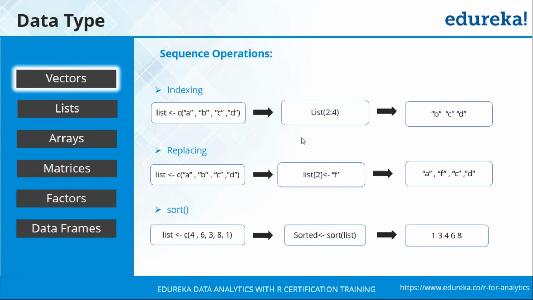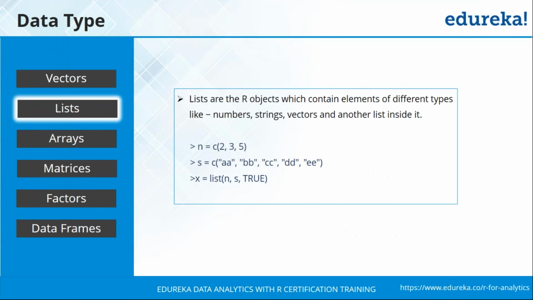Okay, so with that we've actually come to an end with dealing with vectors. So let's move forward and talk about lists. Now lists are basically R objects that contain elements of different data types. Again, you can have strings, integers, numerical values, boolean values, all that in a single element. So that's how it is slightly different with respect to vectors.